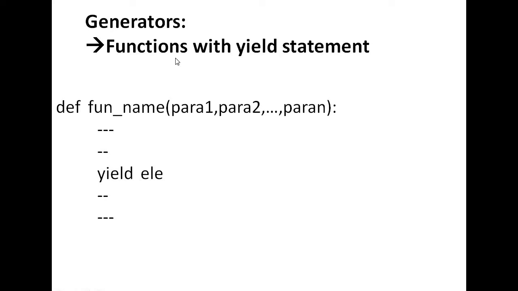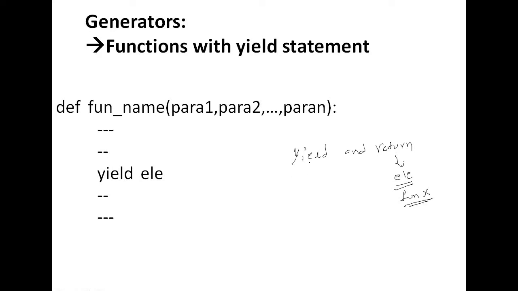Generators means a function with yield statements. Whenever a function contains the yield statement, then those functions are called generators. The main difference between yield and return is, whenever the return statement is executed, it returns the value and stops the execution of the function. Means the function will be closed.